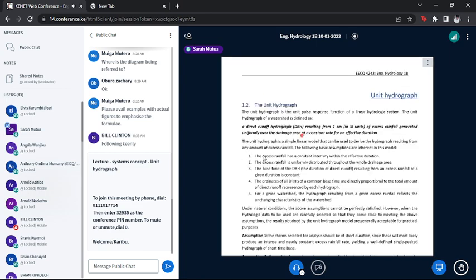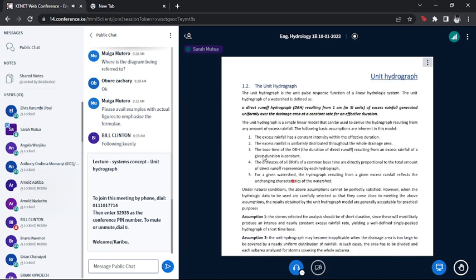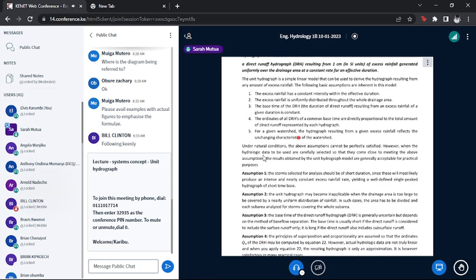That is okay. So the unit hydrograph is the unit pulse response function of a linear hydrologic system. And it has a definition that it is the direct runoff hydrograph resulting from 1 centimeter in SI units of excess rainfall generated uniformly over the drainage area at a constant rate for an effective duration.